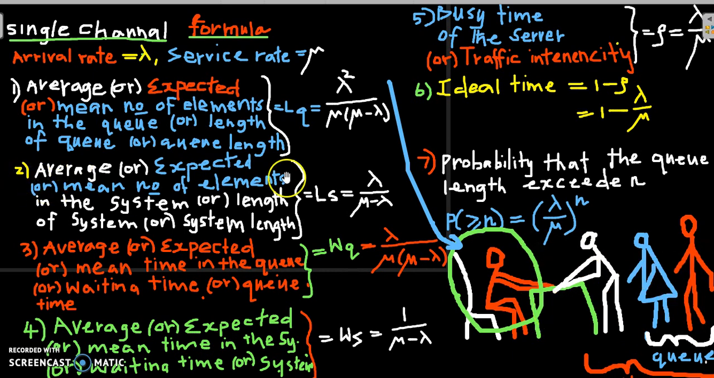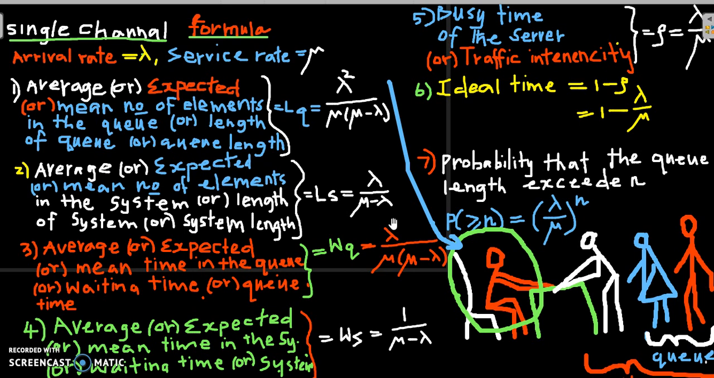So what is the expected or average or mean number of elements in the system? In the system, that is including the service personnel, it is given by the formula LS, length in the system, equals lambda divided by mu minus lambda. Okay, I will do the problem. When I do the problem, then it will be very easy for you to understand.